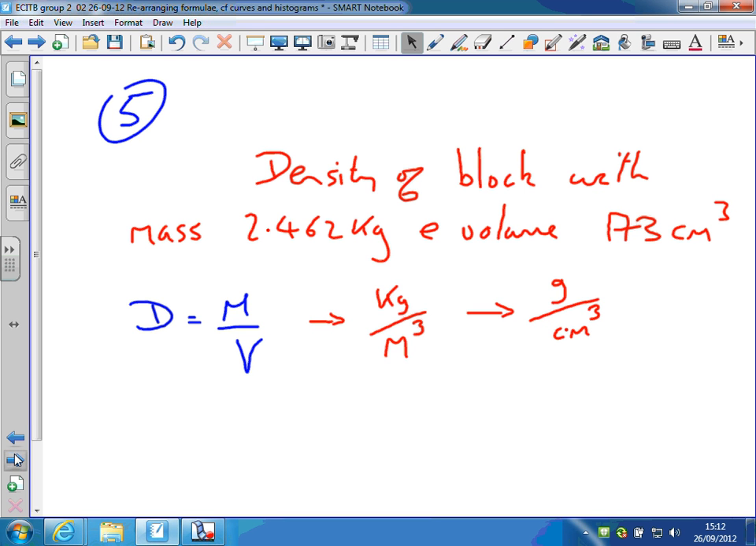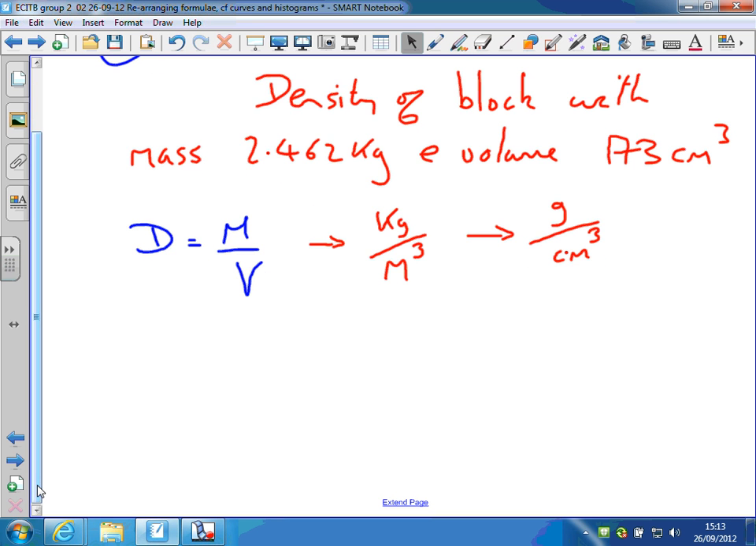So what is it that makes this question difficult, apart from remembering the formula? The units are different. The mass is in kilograms, the volume is in cubic centimeters. So I need to do a conversion. 1.73 meters. Say again? 1.7. Yeah, right. That's the trap that people fall into.